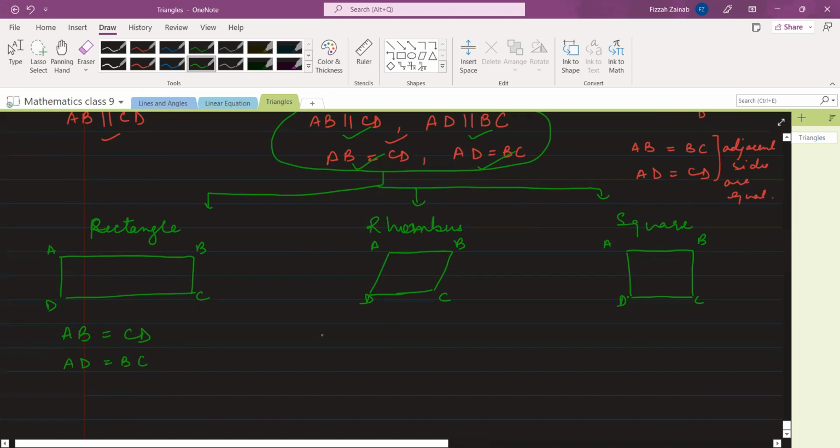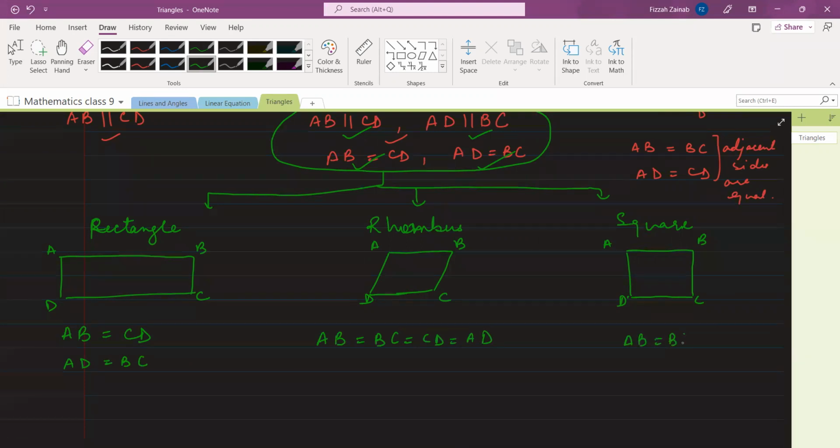Now in a rhombus, all the sides have to be equal. So AB is equal to BC is equal to CD is equal to AD. In square also, all the sides are equal. So AB is equal to BC is equal to CD is equal to AD. Now what is the difference between rhombus and square then? So there's an additional thing that this angle has to be 90 degrees. So any one of the corner angle, let me say angle D, that is 90. So if one is 90, all the other are going to be 90. That I'll explain later, right?